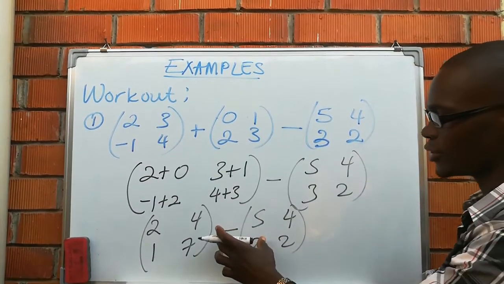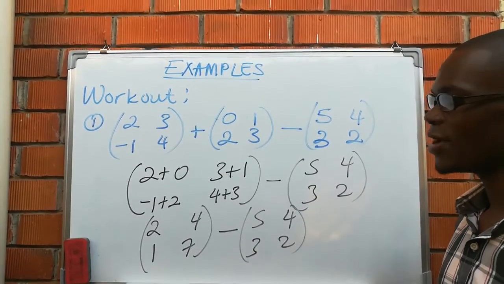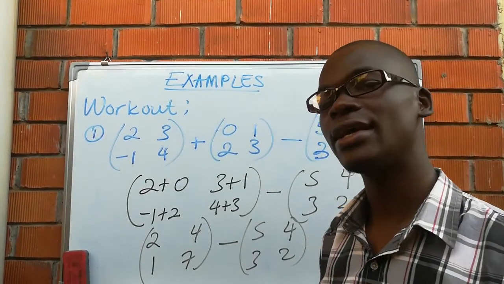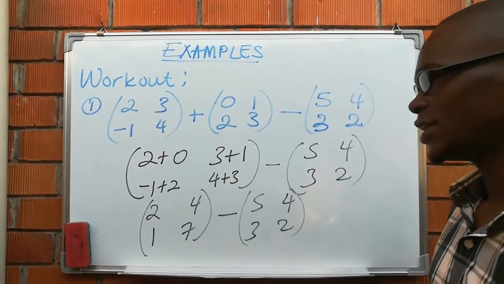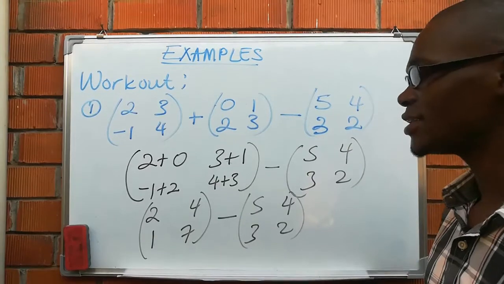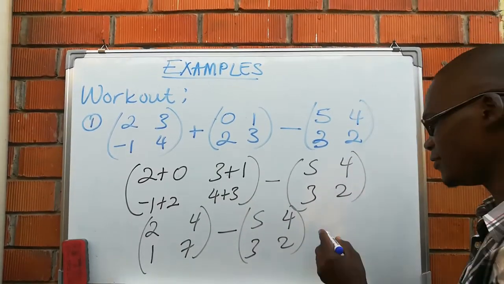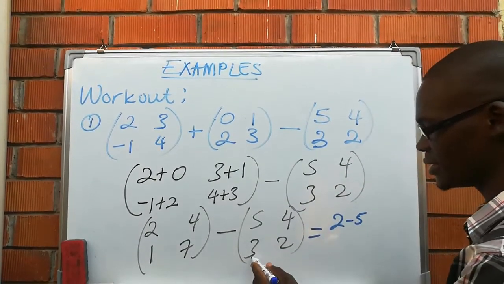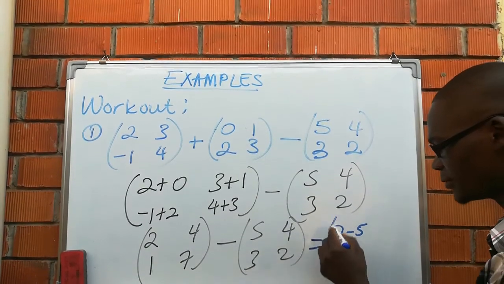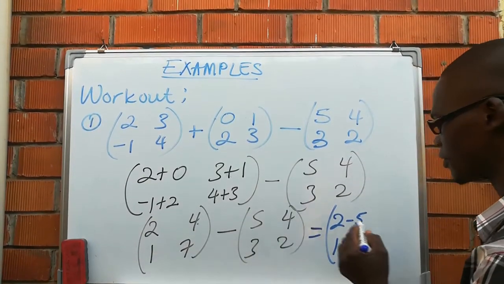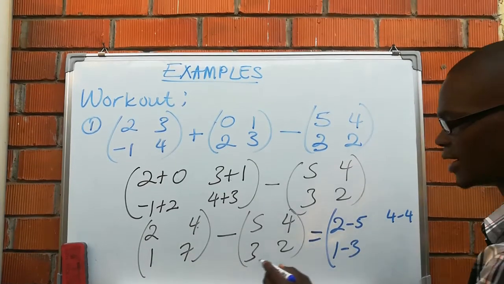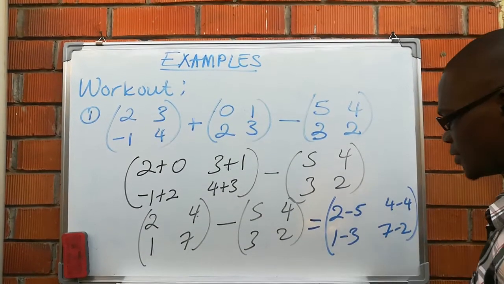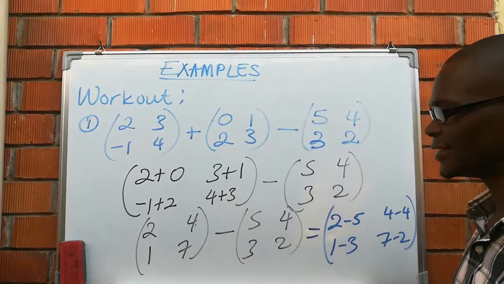We are going to subtract. The same applies to subtraction. When subtracting, we subtract corresponding elements of the matrices. For instance, 2 corresponds with 5, so that will give us 2 minus 5. And then 1 corresponds with the 3, which gives us 1 minus 3. Then 4 corresponds with the 4, giving us 4 minus 4. And 7 corresponds with the 2, giving us 7 minus 2. So you simplify and you get the final answer.